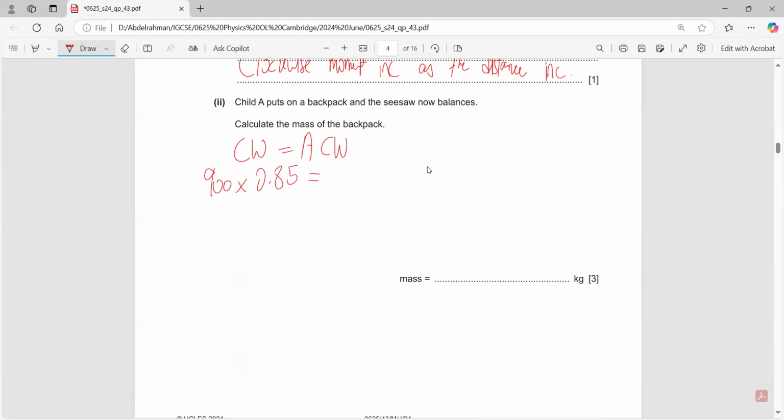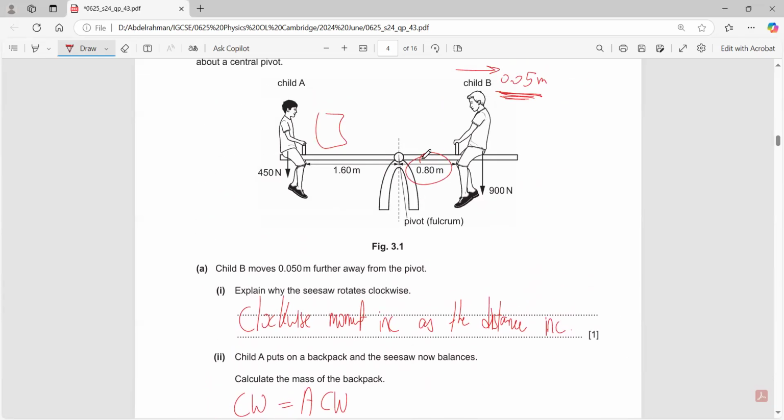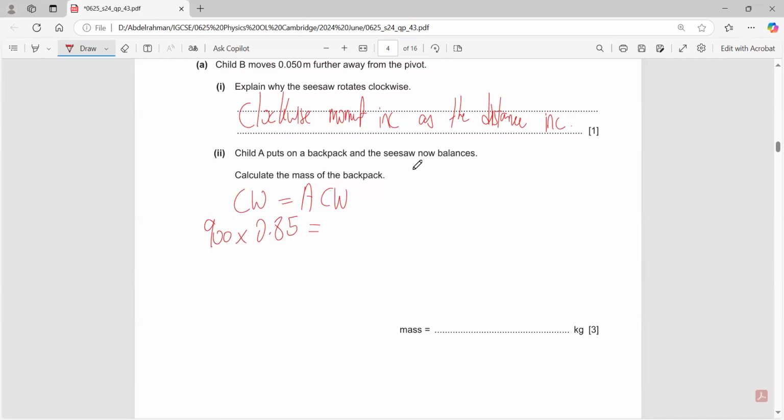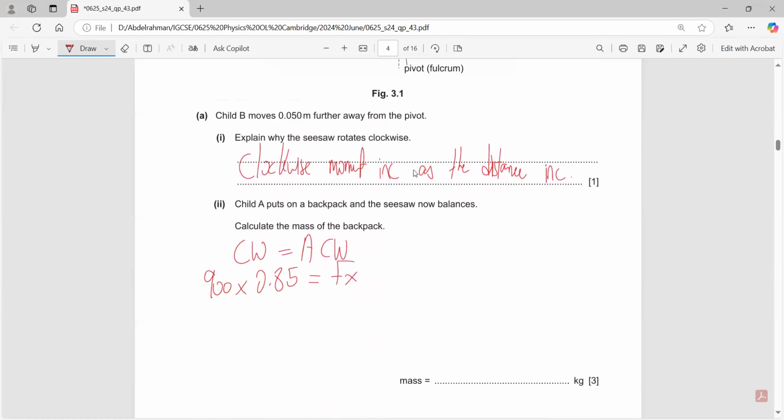The anti-clockwise moment of child A should be equal. What is the force? I need to find the force times the perpendicular distance, which is 1.6. Can I find the total combined weight of the child and the backpack? Yes, so just divide by 1.6.